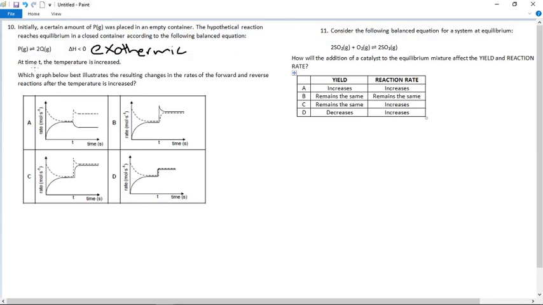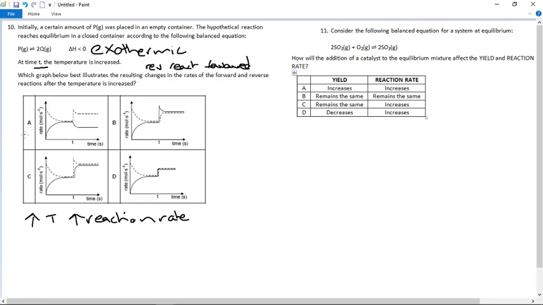So at time T, the temperature is increased. An increasing temperature will always increase the reaction rate. So we want to look for a graph where the reaction rate goes up. But then we have to decide, will the rate of the forward and the reverse reaction speed up exactly the same amount? If this reaction is exothermic and we increase the temperature, then according to Le Chatelier's principle, the reverse reaction will be favored. So the reverse reaction is going to speed up more than the forward reaction.